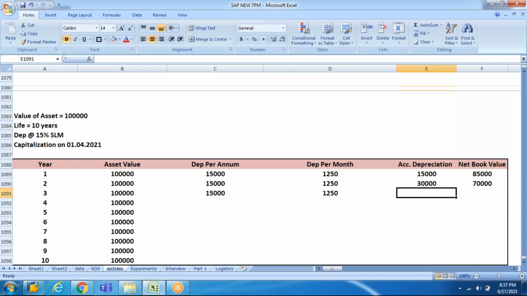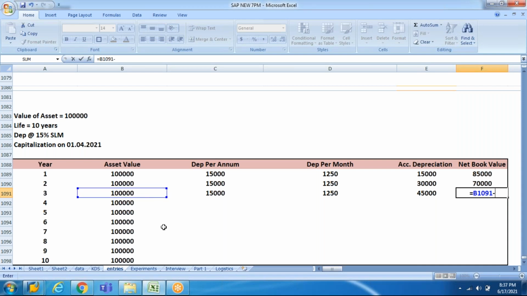Now, what will be the accumulated depreciation? It is always current year depreciation plus previous year accumulation. 45,000. Net book value is your asset value minus accumulated depreciation. 55,000.